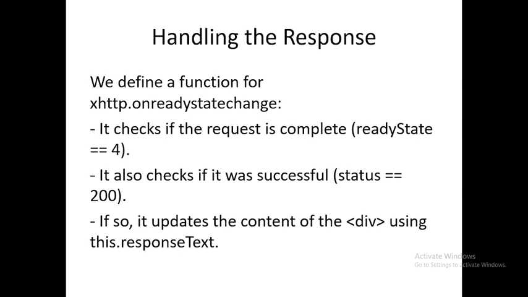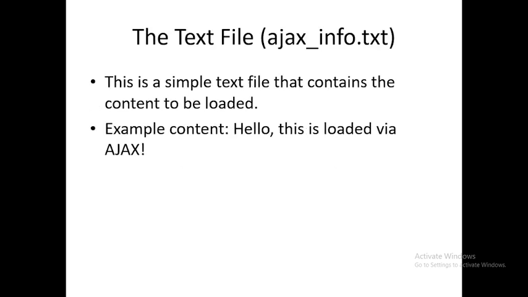Now with the response, we can check different statuses. For instance, we can define a function for http.onreadystatechange. This will check if the request is completed, meaning ready state is equal to 4. It will also check if the status is successful. After this, if all these conditions are met, it will update the content of the div using this.responseText.